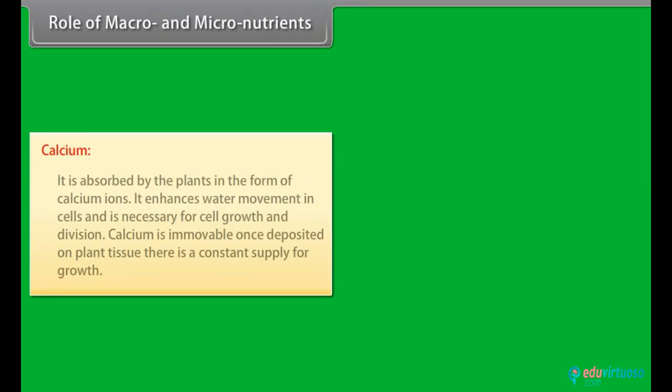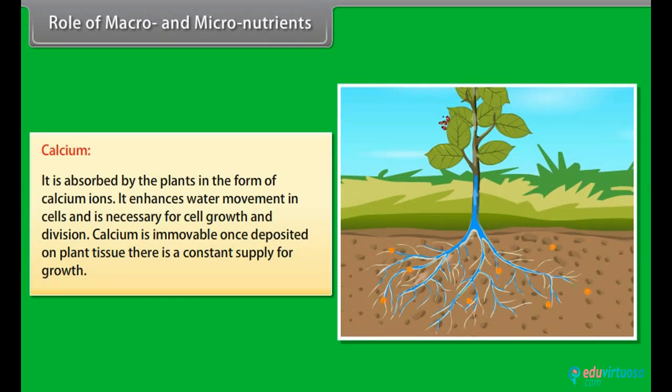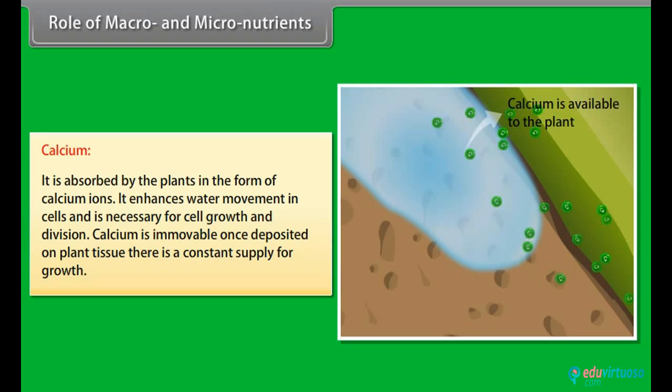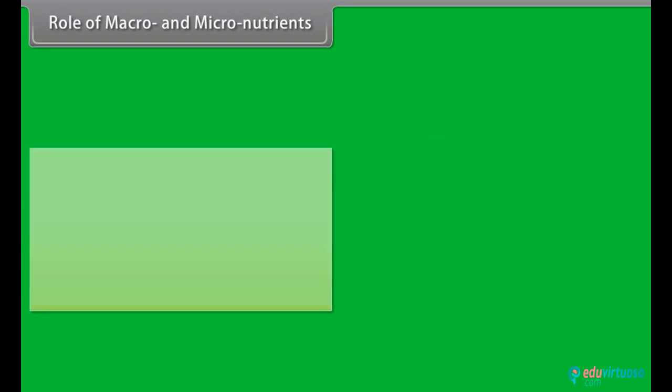Calcium. It is absorbed by the plant in the form of calcium ions. It enhances water movement in cells and is necessary for cell growth and division. Calcium is immovable. Once deposited on plant tissue, there is a constant supply for growth.